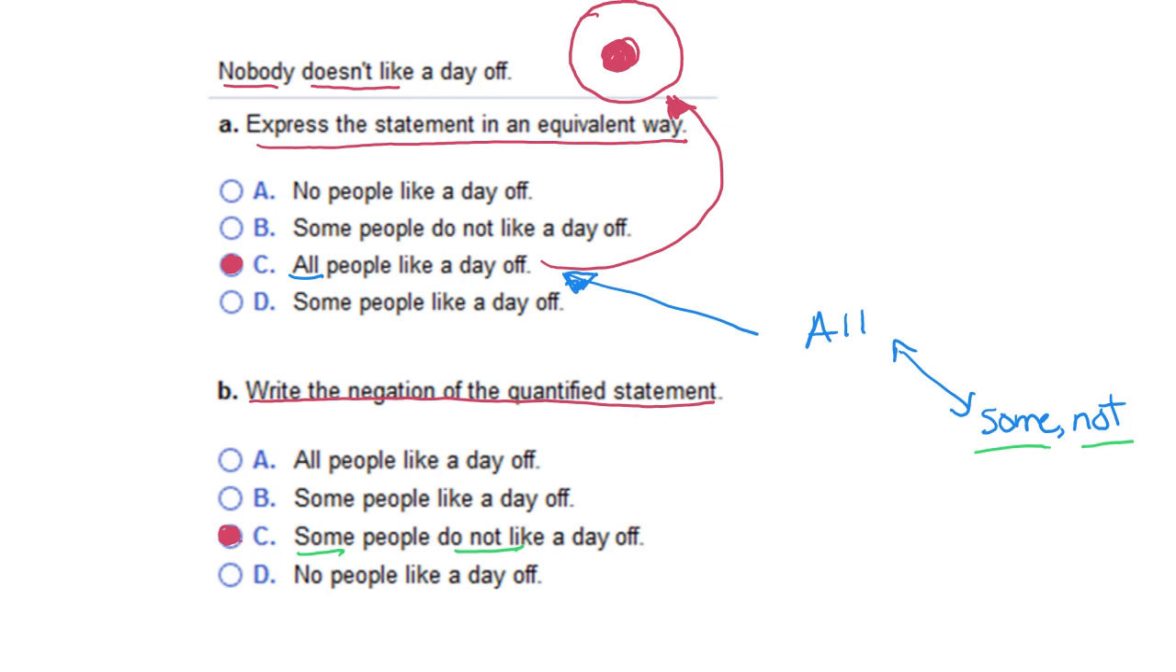So it takes a little bit of practice, but make sure you practice on writing it in an equivalent way so that you can convert it into a negation.